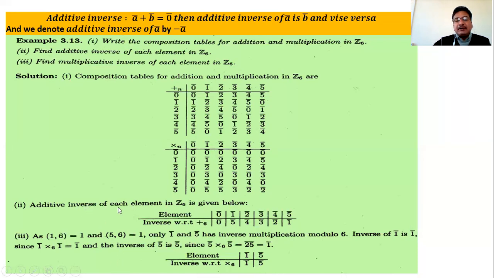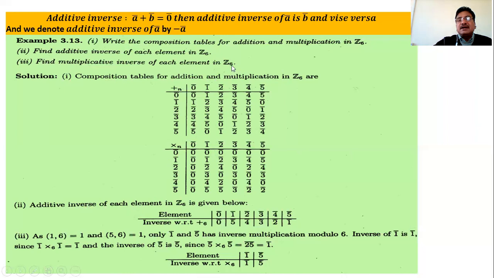When the multiplicative inverse exists, why does the multiplicative inverse of 0 bar not exist? Because the greatest common divisor of 0 bar and 6 is not 1. The greatest common divisor of 1 and 6 is 1, and therefore 1 bar inverse exists. The greatest common divisor of 2 and 6 is 2, not 1, and therefore the inverse of 2 bar does not exist.